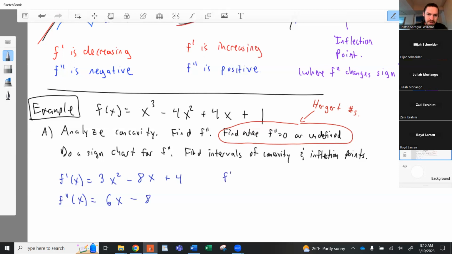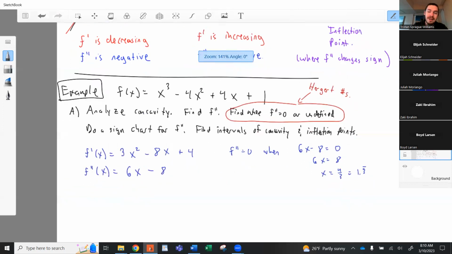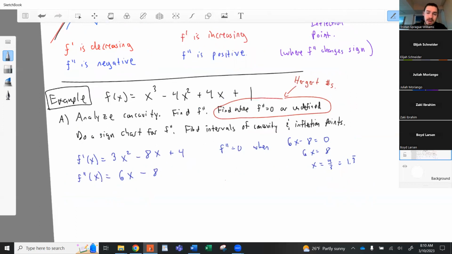All right, well, second derivative equals 0 when this function is 0. So if 6x minus 8 is 0, then 6x has to equal 8, right? You have to add the 8 to both sides. Divide by 6, and x is 8 over 6, or 4/3, or 1.3 repeated. Okay, 4/3. So that is our x value where f double prime equals 0. Is f double prime ever undefined?